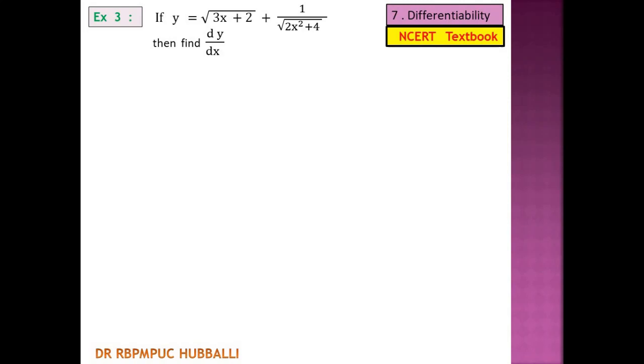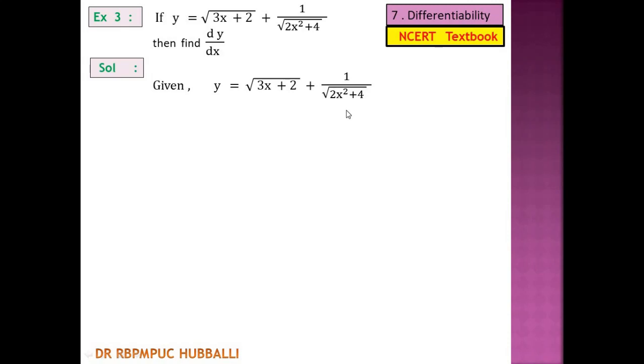You know I already discussed all the types of composite function derivatives. One by one you have to identify the f of x, then follow the respective derivative form. So first you write y is equal to root of 3x plus 2 plus 1 upon root of 2x square plus 4. Now the first function is of the standard form root f of x, and you know how to write the derivative for the root f of x function. And the second one is 1 upon root f of x.